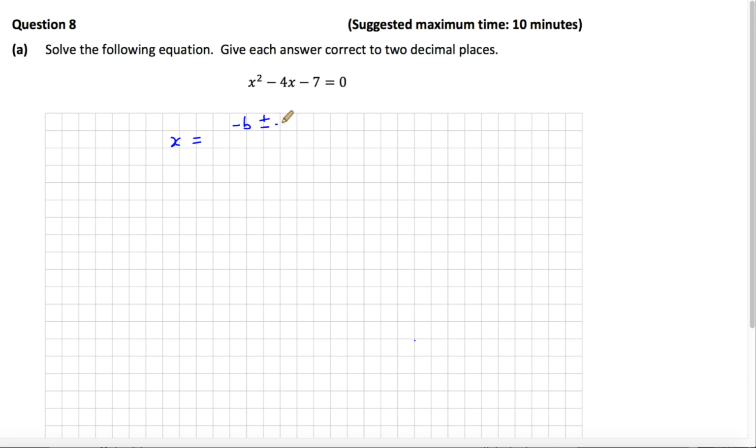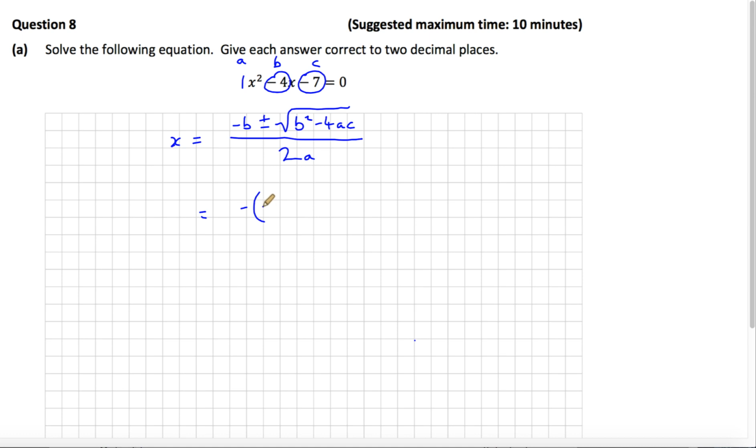Minus b plus or minus the square root of b squared minus 4ac all over 2a. So our a value is the coefficient of x squared, which in our case is 1. There's a visible 1 there. Our b value is negative 4. That's b. And the c value is negative 7. So we sub these values in.